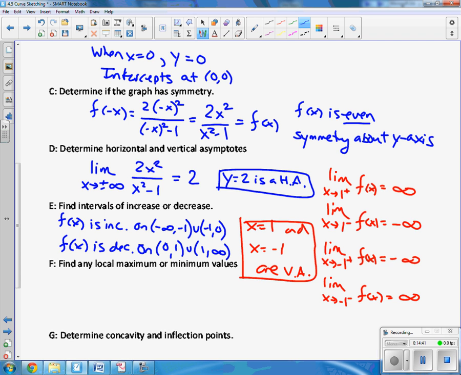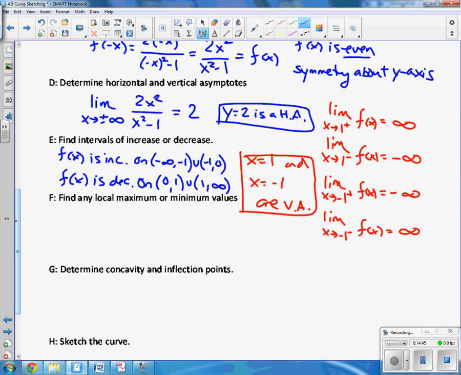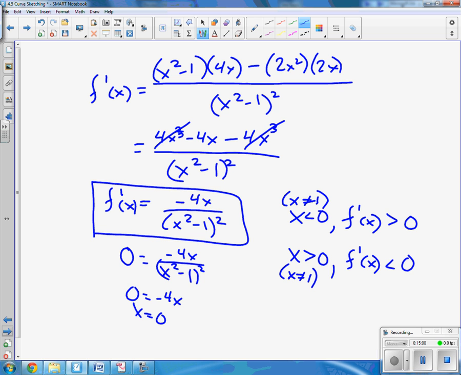Okay, I'm going to keep going. Next one, we're looking for local maxes or mins. For this one, we just need to determine our critical numbers first and then figure out if there's a sign change. So critical numbers are where the first derivative equals 0 or does not exist. So let me go back to my first derivative here.